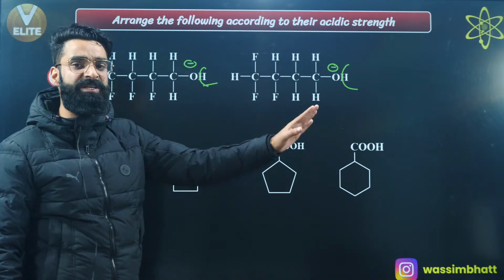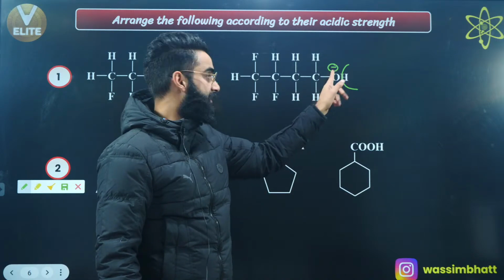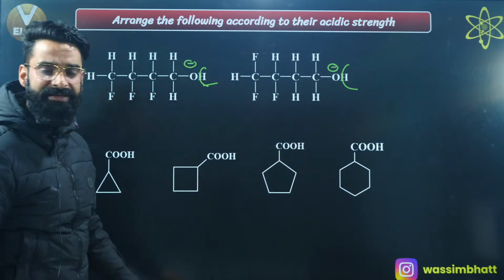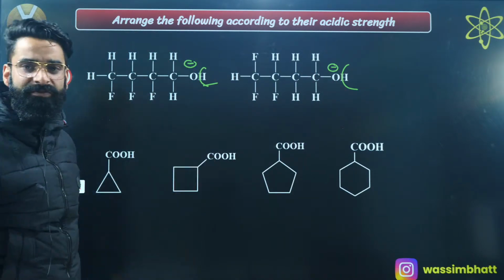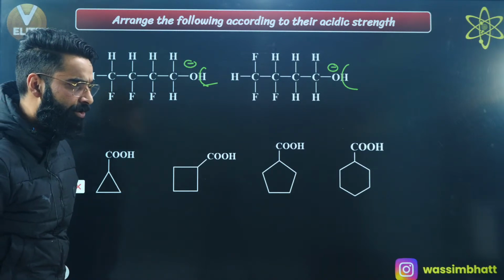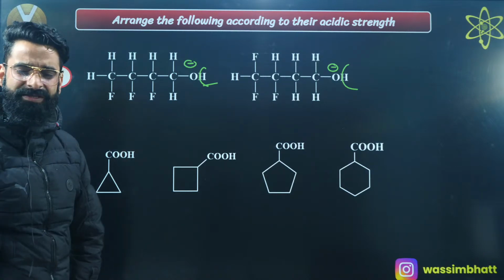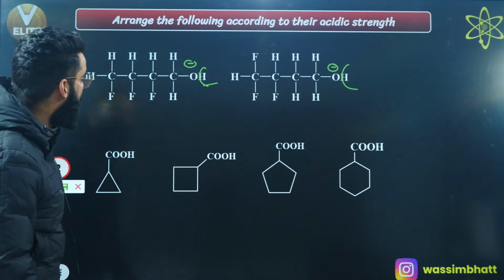After the removal of H positive, you are left with O with a negative charge, removal of H positive, O with a negative charge. So this is basically the conjugate base of the acid, right? Similarly, this is the conjugate base of the acid. Now compare the stability of the conjugate bases. Wherever conjugate base is more stable, there only acid is going to be stronger. We know it, right? Have a look.